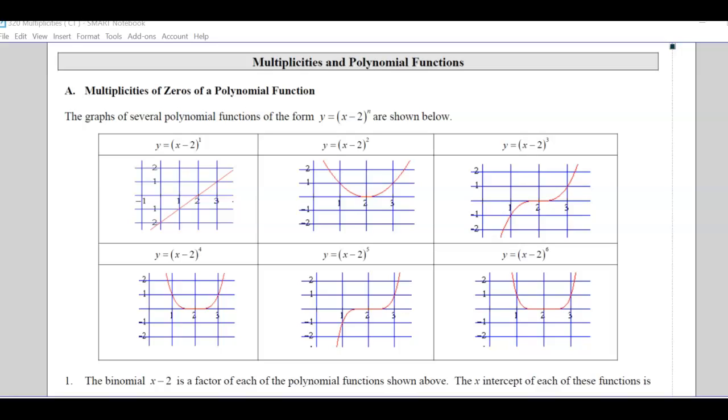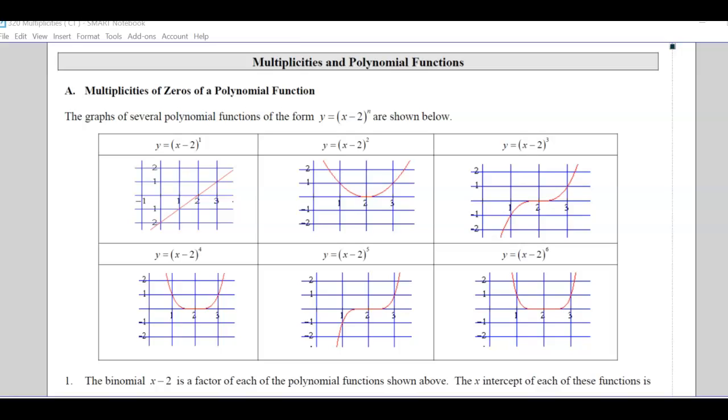All right, we're looking at more properties of polynomial functions. So today we're learning about the multiplicities of zeros of a polynomial function. So a bunch of graphs here. The graphs of several are shown. They all are related to y equals x minus 2. They all have different exponents on that binomial factor.